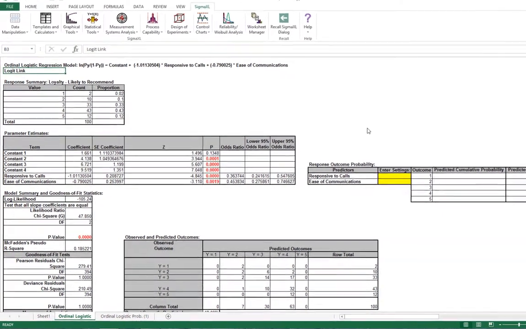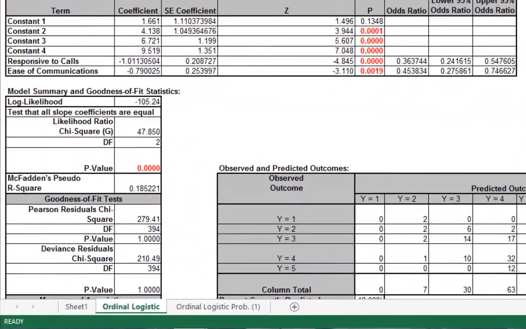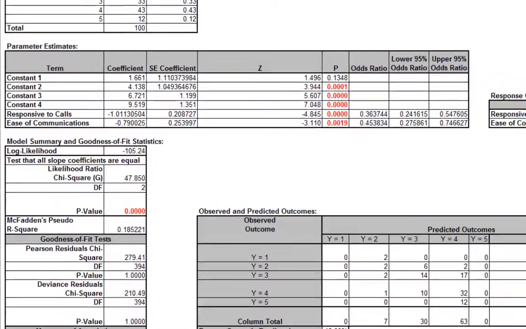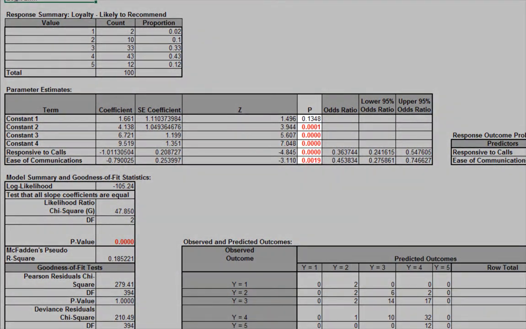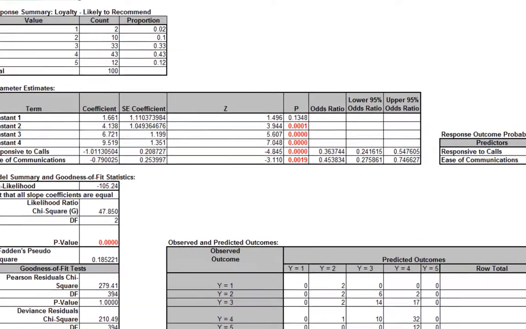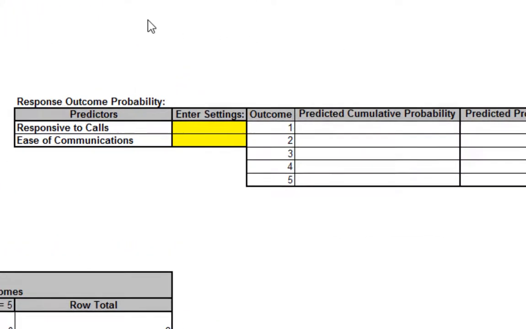The likelihood ratio p-value of less than 0.05 tells us that the model is significant. The low p-values for the coefficients confirm that responsive to calls and ease of communications are significant. The odds ratio for responsive to calls is 0.36, and ease of communications is 0.45. These values are not very intuitive for ordinal logistic regression, but will be easier to see when we use the response outcome probability calculator.